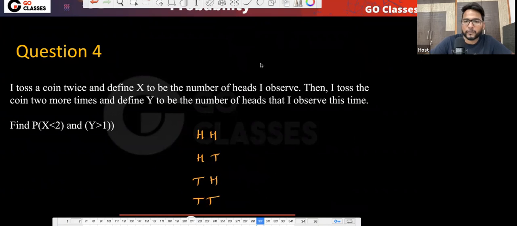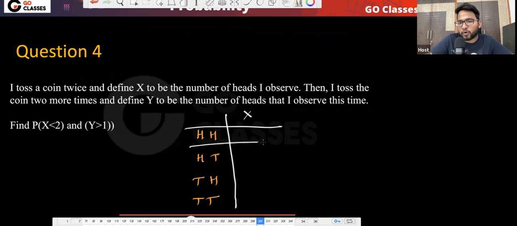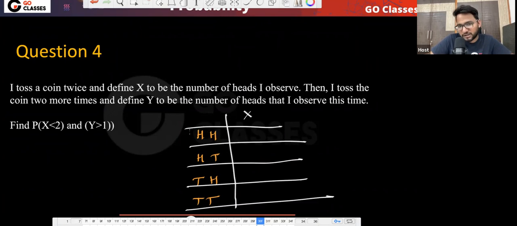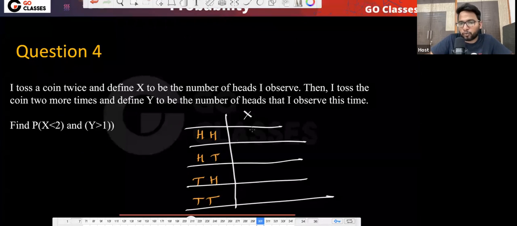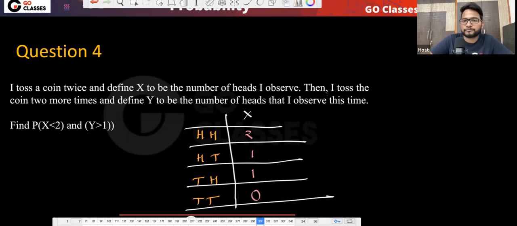Okay. Now, suppose you're tossing a coin twice. Then these are the four possibilities. Now you're defining a random variable x, which is the number of heads observed. Now tell me, what is the value of x? This sample space will get mapped to some value using this x. So to which value will it map? Number of heads observed: 2, 1, 1 and 0, right?